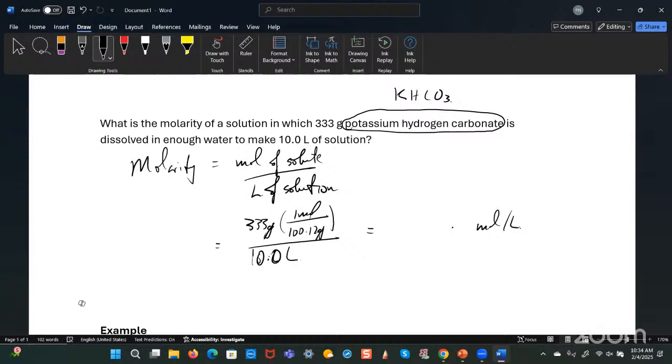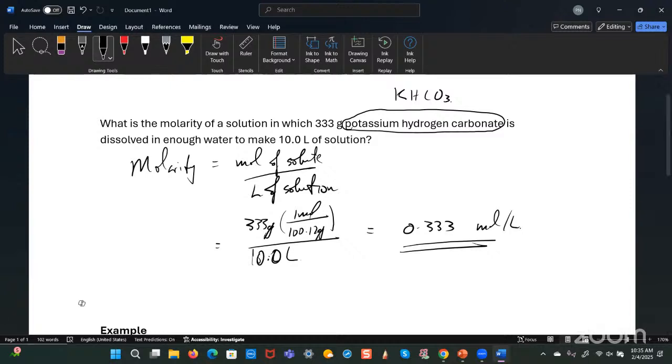So let's do the number crunching. 333 divided by 100.12, and then divide that by 10. So the answer I got, when rounded to 3 sig figs, will be 0.333 M, or 0.333 moles per liter. Alright? And that's how that is done.